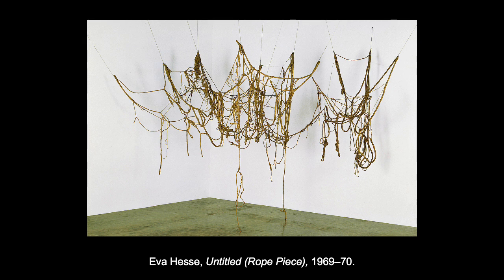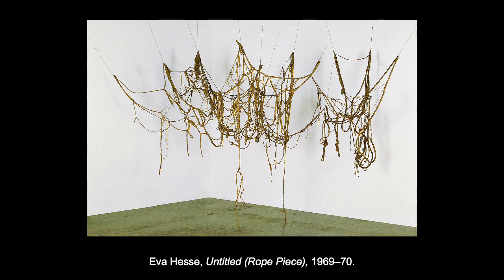Now, non-objective works can be a little bit more tricky to understand, and so the context can be even more important. So this work by the artist Eva Hesse is simply untitled, though sometimes it is referred to as her rope piece because it is made of rope. But it was made in 1969, 1970, and this is certainly a non-objective artwork. It does not present us with a recognizable image or form. But let's talk about the context.